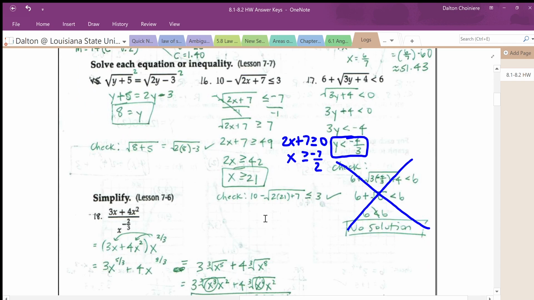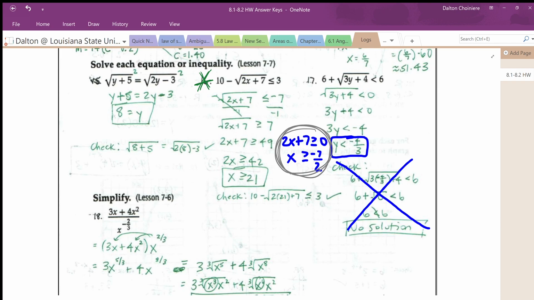I did grade number 16 as a part of this one. I didn't highlight it. The correct answer should have been x is greater than or equal to 21. Many of you also added this element here, that what's inside the radical must be greater than or equal to 0, which you're totally right, because we don't want any imaginary numbers. Whatever's inside the radical must be positive.